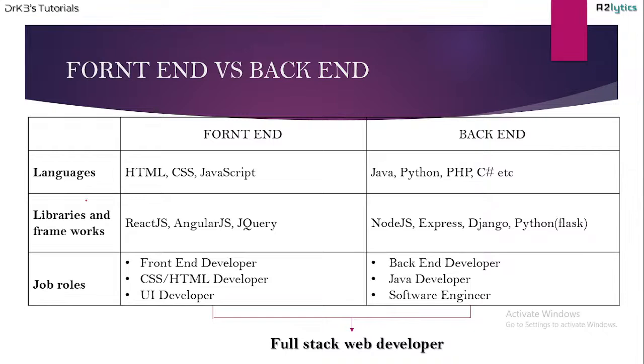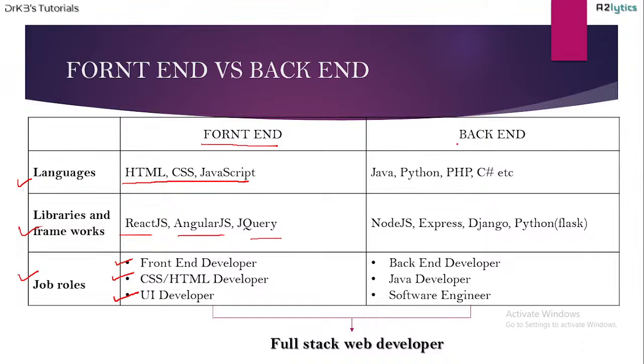So this is a summary of full stack web development. If you look at the front end, programming languages are HTML, CSS, JavaScript, and libraries like ReactJS, AngularJS, jQuery. And what are the roles of a front-end developer? They are called front-end developer, CSS or HTML developer, user interface developer.